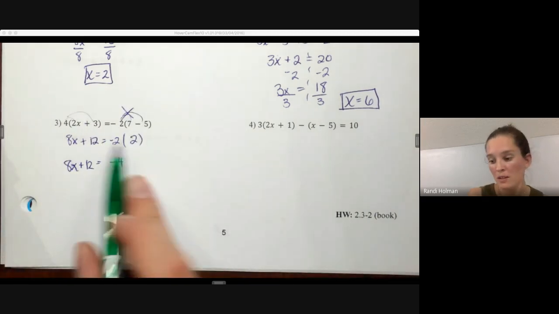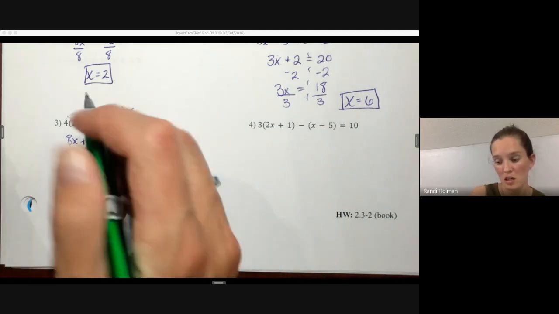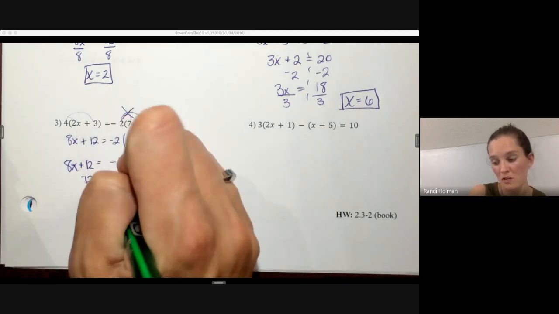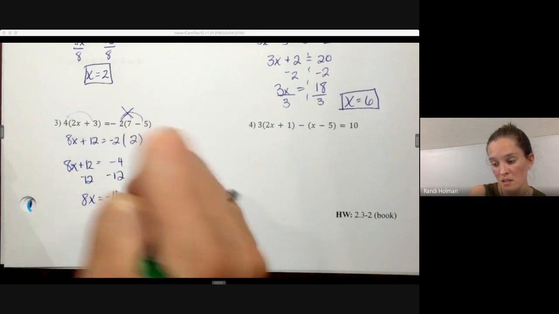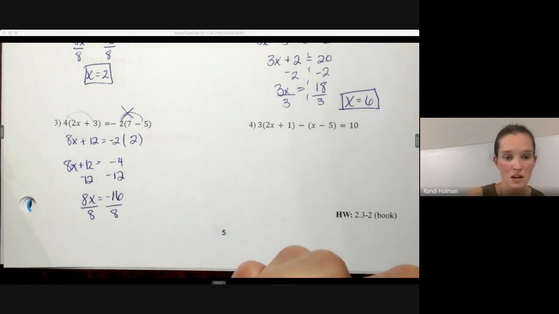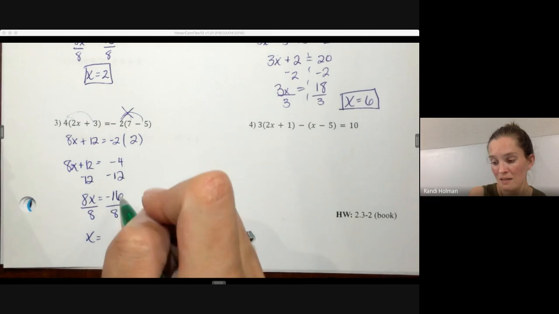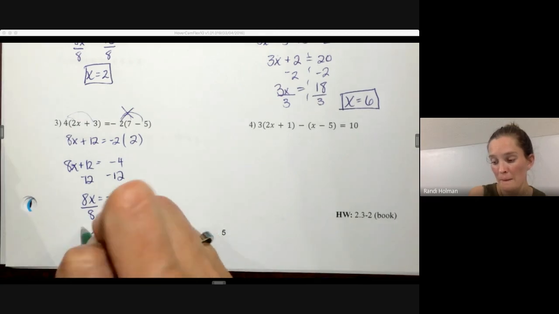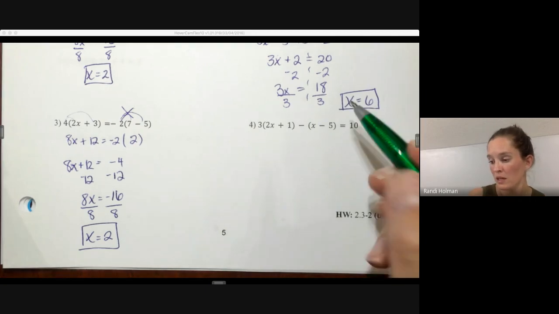Okay, now we're simplified. Get rid of this 12 first, right, multiplication, addition. We're going to undo addition first. 8x equals negative 16. Divide by 8. 8x is multiplication. Inverse of multiplication is division. X is negative 16 divided by positive 8. Positive 2.